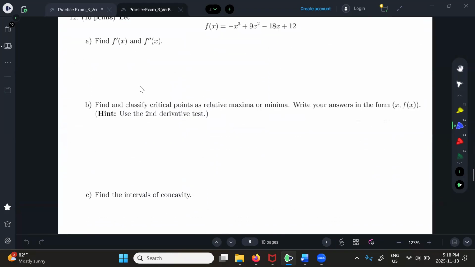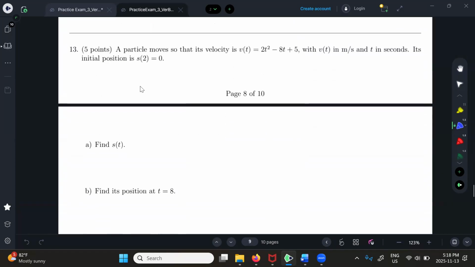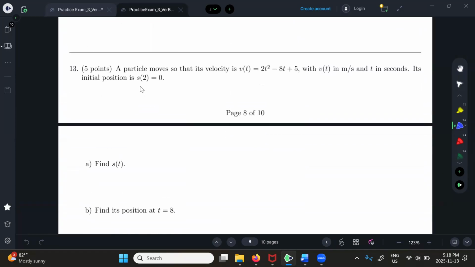Let me see which questions are different. These are the same. This is the one that is different, right? In case you are stuck on this question, I'm solving it right now. Everything else, whatever I did in version A, follow the same rules. Only numbers are different, okay? Questions are the same.